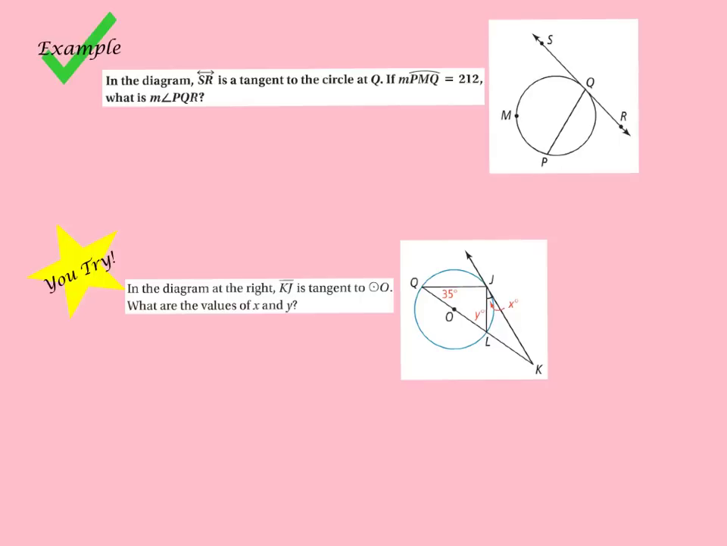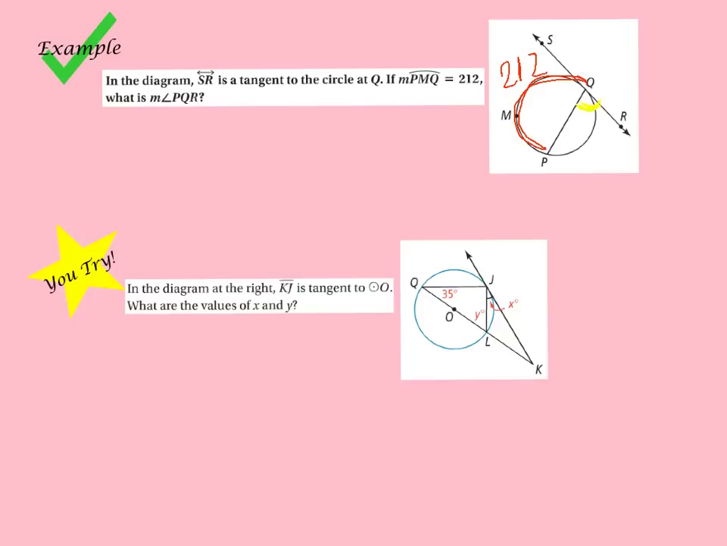All right, so let's check out this example. It says in the diagram, we have a line SR that's tangent to the circle at Q. So here's our tangent line. It's going through this point Q. We have this chord here, PQ. It says if the measure of the arc PMQ, so talking about this arc right here, if that measurement is 212, so let's draw that on here. So from here to here, if that's 212, then what is the measure of angle PQR? So it's asking us for this angle measurement over here though.